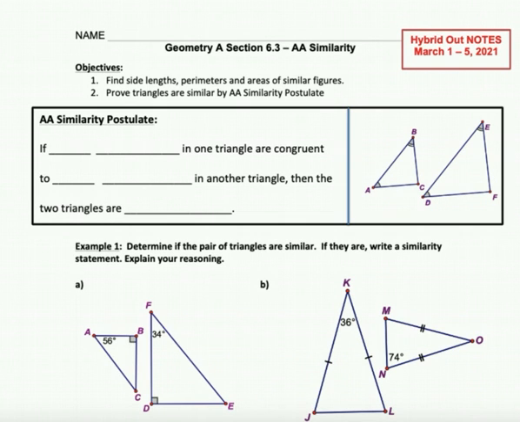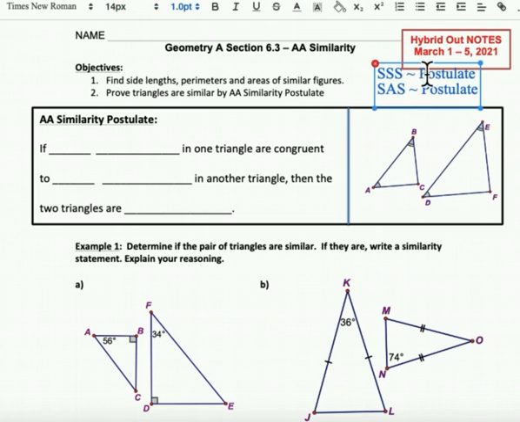By the end of this lesson, you should be able to find missing side lengths, missing perimeters, and missing areas of similar figures. And you should be able to prove whether two triangles are similar using the angle-angle similarity postulate.